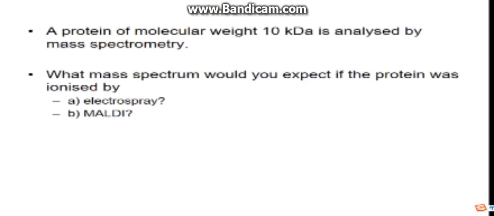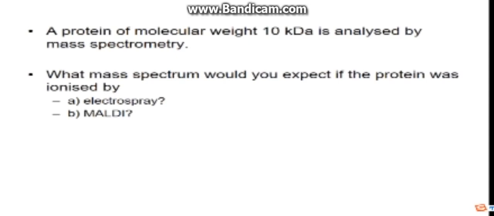If you've got a protein of 10 kilodaltons, so 10,000 daltons, and you ionise it by MALDI, MALDI tends to result in singly charged species. So the mass to charge will be 10,000. Strictly speaking, it would be 10,001 because you've added that proton on. So you would expect to see one peak at 10,000 mass to charge. Generally speaking, you wouldn't get that sort of resolution with this.